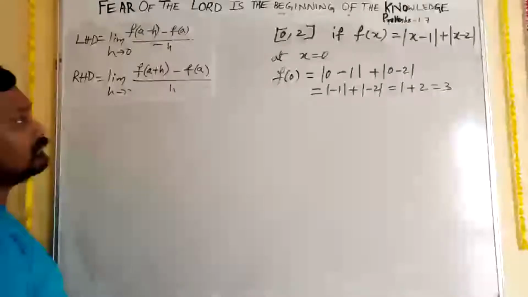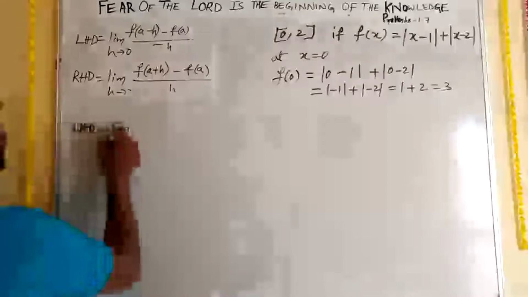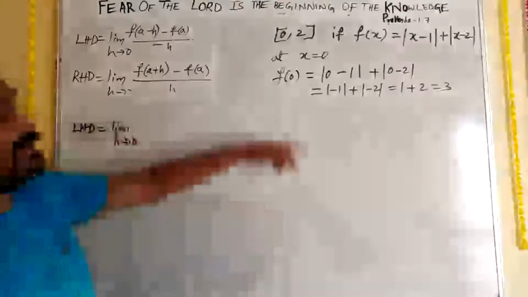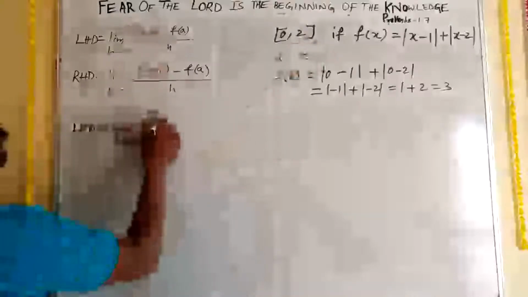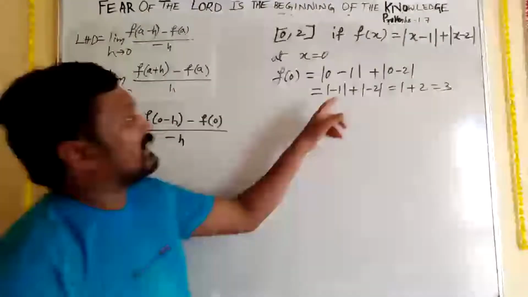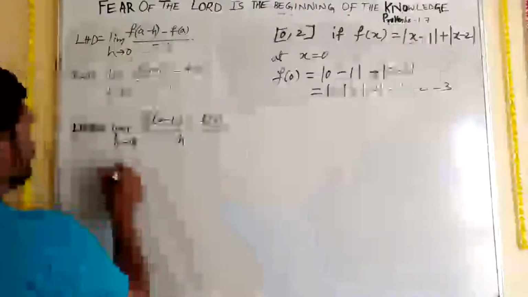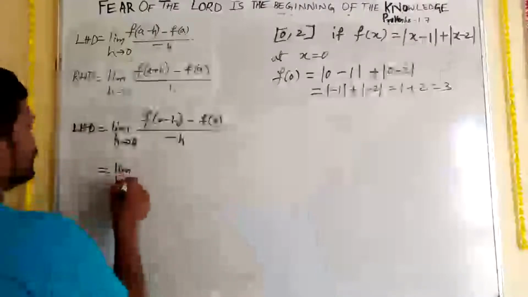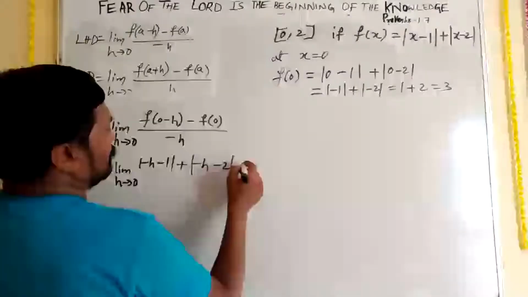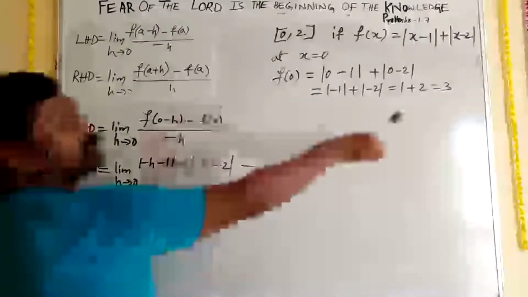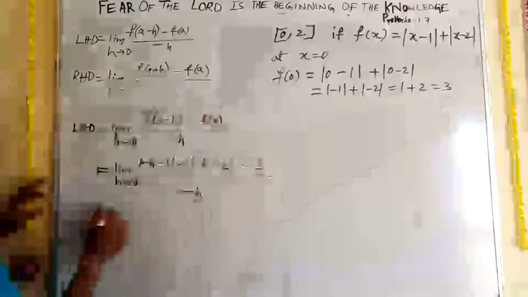So now we'll go for LHD. LHD is equal to limit h tends to 0. Here x is 0, so here also substitute 0. So f of 0 minus h. Wherever x is there, substitute minus h now. So when you substitute that, limit h tends to 0, modulus of minus h minus 1 plus modulus of minus h minus 2, minus f of 0, which you know here is 3, just substitute the 3, upon minus h.